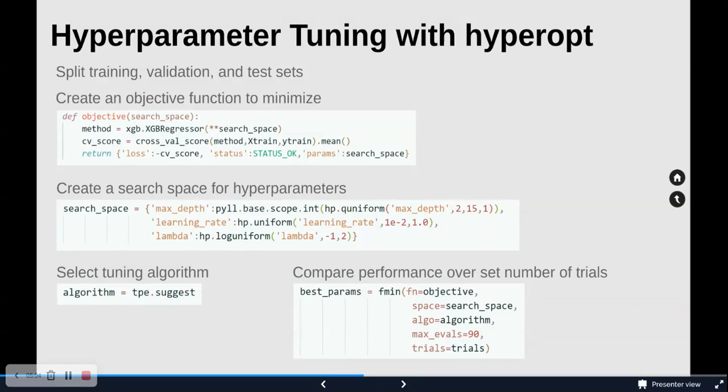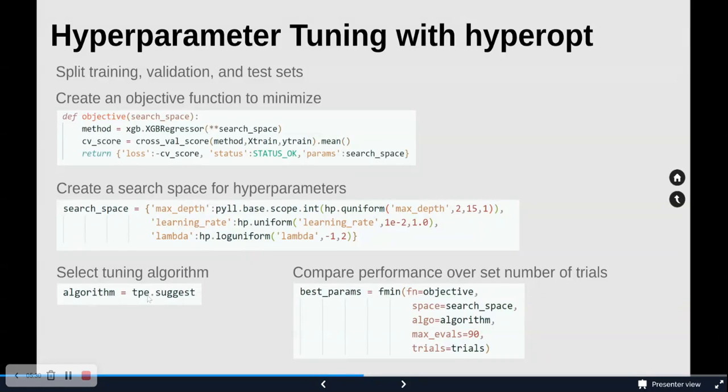You also need to tell the tuner where it can look for the hyperparameters. For XGBoost, it has many decision trees. You can specify a maximum depth. The default maximum depth is 6. I told the tuner to look at trees with a max depth of anywhere from 2 to 15.